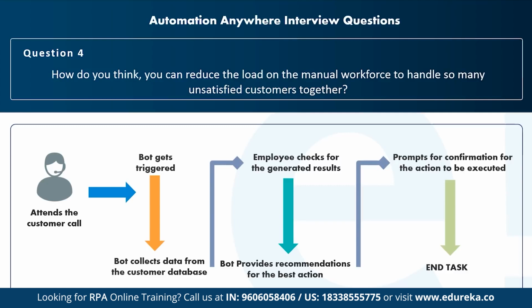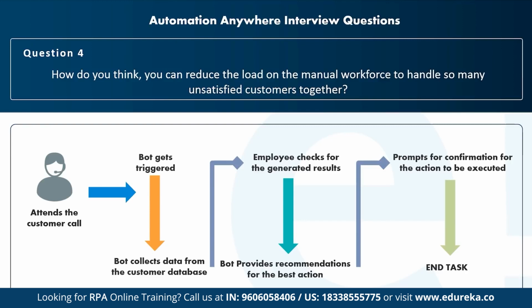Well, to reduce the load of manual workforce, you have to design bots in Automation Anywhere to suggest questions for an agent which can be asked to the customer and also gather information simultaneously. So with the help of cognitive capabilities, the bot can then further give recommendations for the next best actions to be taken. So in such a way, the bot can make sure that the employee provides a better service and can also keep the interaction with the customer aligned to the guidelines of the company.